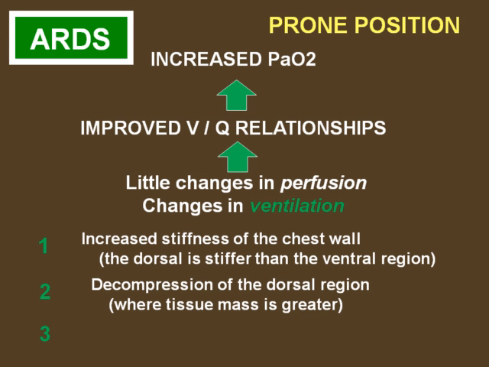The first one is that there is an increased stiffness of the chest wall because our dorsal region is stiffer than the ventral region. The second element is that with prone position, we can decompress the dorsal region.